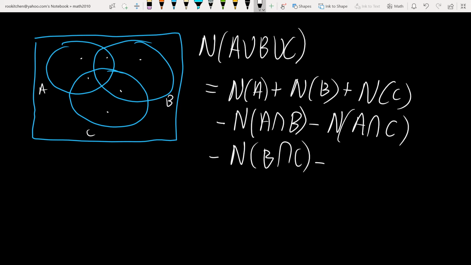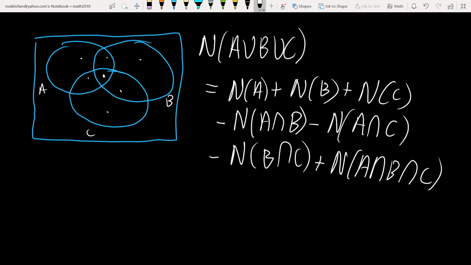Okay, so what you do is then add back in the number of things in A intersect B intersect C, and that'll count. If you look back at the Venn diagram, then that'll put one thing back here in the middle. Okay, and we have counted everything just once.